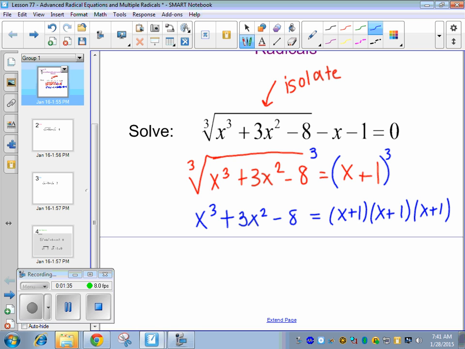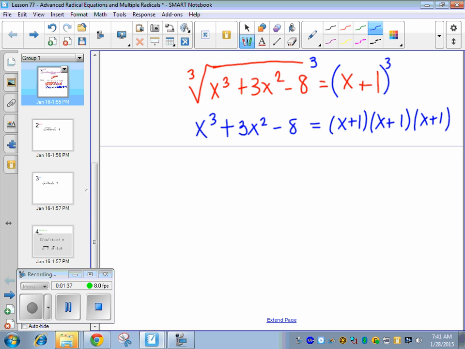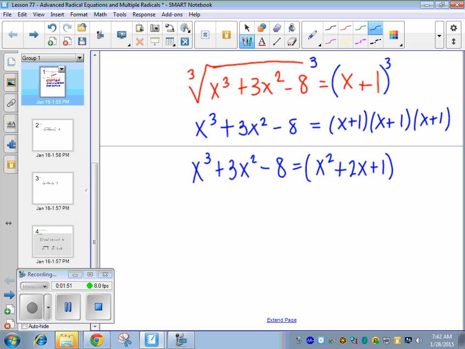We have to cube the binomial, which means what do I need to do first? Probably FOIL one of those. All right, so if I FOIL 2 together right here, then I have x squared plus 2x plus 1. And then times x plus 1, right? We're pretty good at FOILing that, right? You guys can do those middle terms on your own.